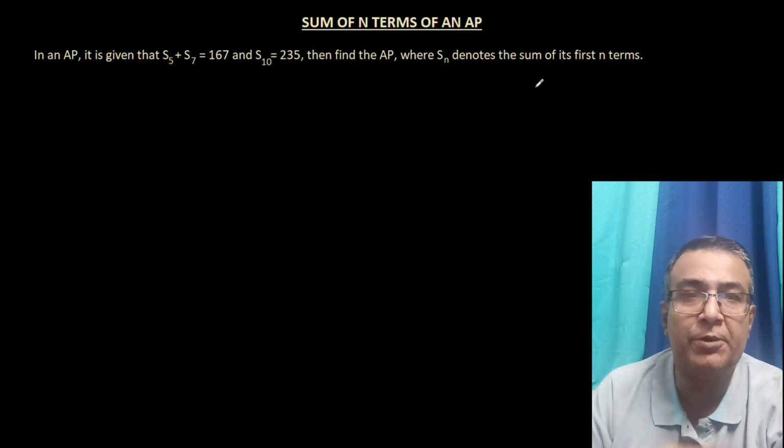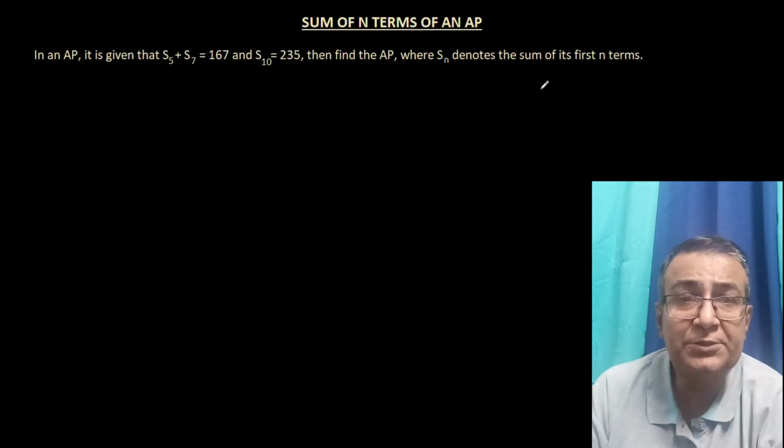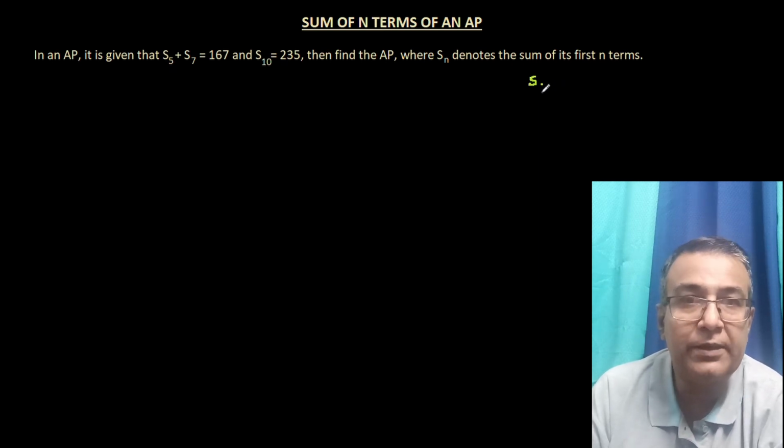So again, the process remains the same. Pause the video, solve the question, put your answer in the comment box, and play the video again. So since we are talking about the sum of n terms, let's start by writing out the formula for that, which gives us S of n is equal to n over 2 times 2a plus n minus 1 times d.